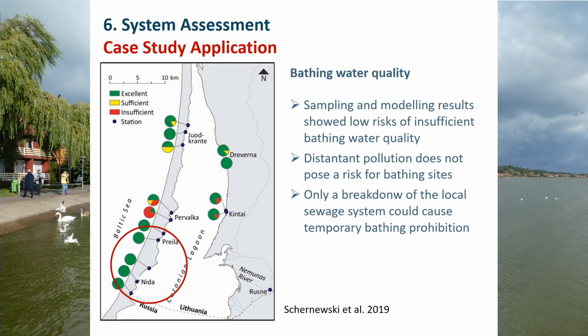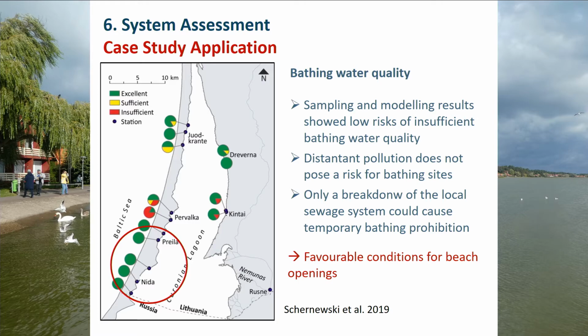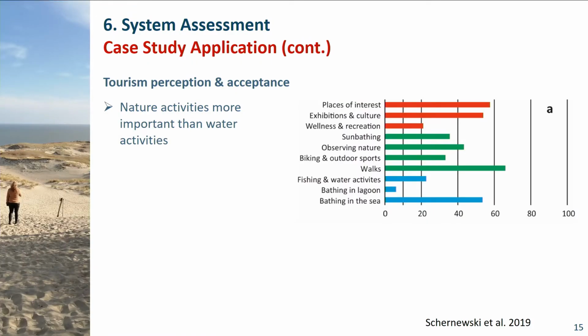So that only a breakdown of the local sewage system could actually lead to a temporary beach closure due to increased E. coli concentrations. So the results showed that the conditions to open a beach along the Curonian spit, and especially in the town of Nida, are actually favorable.